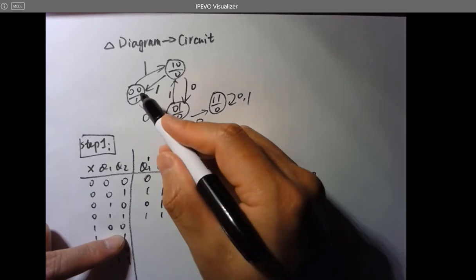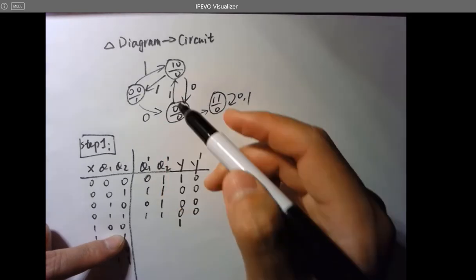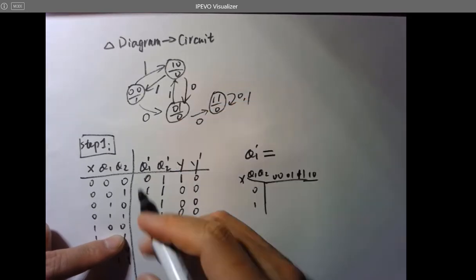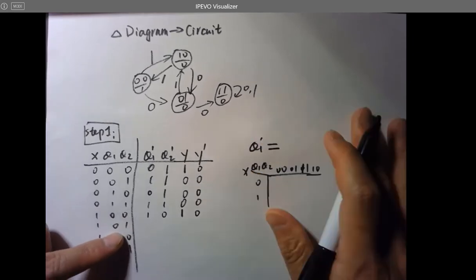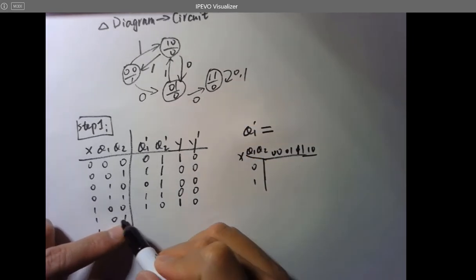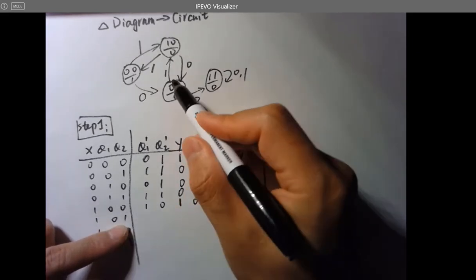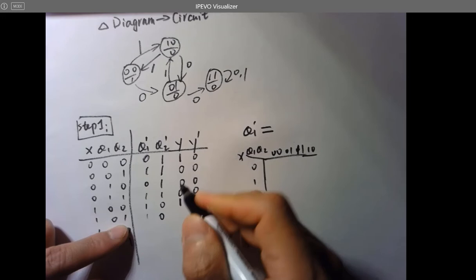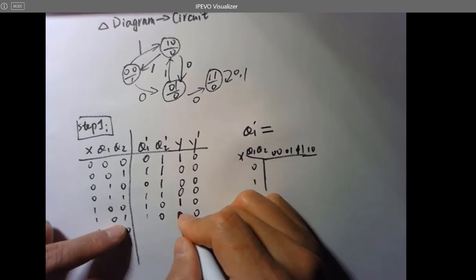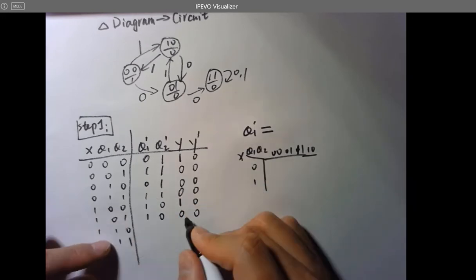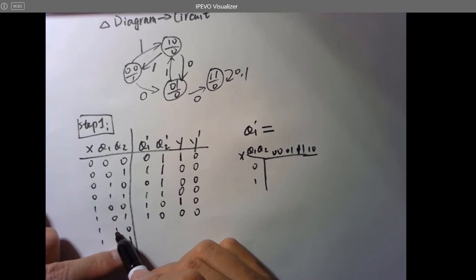0, 0, and X is 1, it jumps to 1, 0, and Y is 0. For 0, 1, when X is 1, it jumps to 1, 0, and Y becomes 0. Originally, because it's 0, 1, Y was 0 over there. And look at this next.